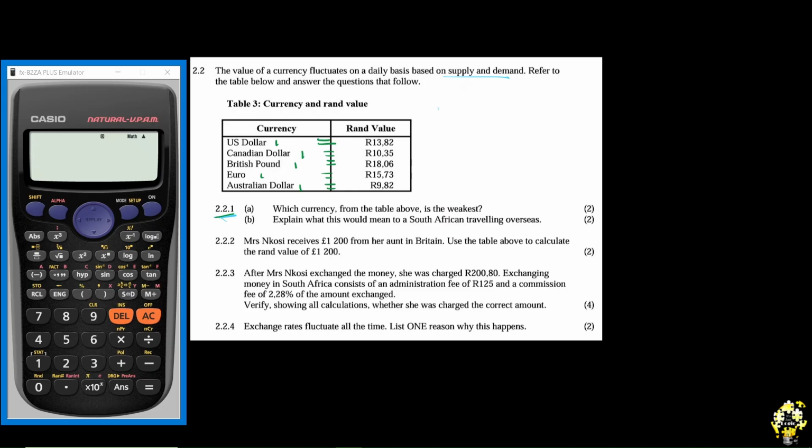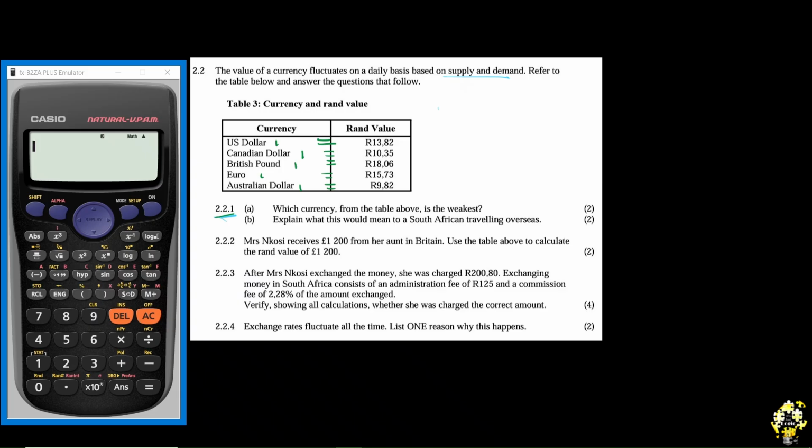Which currency from the table above is the weakest? So, you need 13 rands for $1. Okay, let's first start here. The South African rand is weaker than all of them. You need 13 for 1, 10 for 1, 18 for 1, 15 for 1, 9 for 1. The South African rand is weaker than all of these currencies. But that's not what they ask you. They ask you which currency from the table above is the weakest.